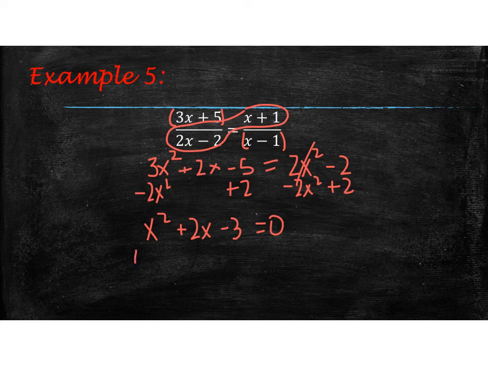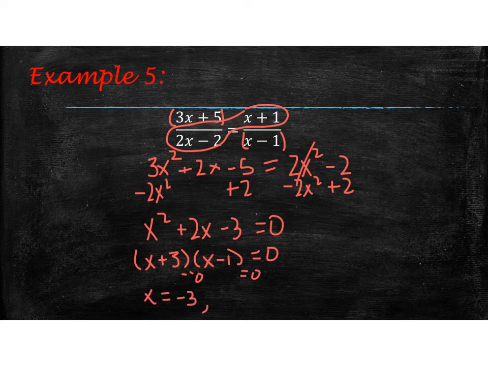Now I just happen to notice that this factors pretty easily. X plus 3 times x minus 1. So solving, I would need to set both of those equal to 0. And so this would give me x equals negative 3 and positive 1.